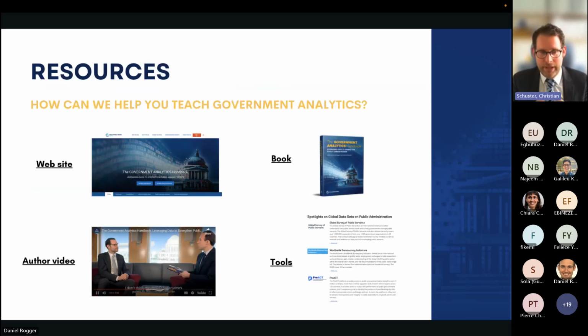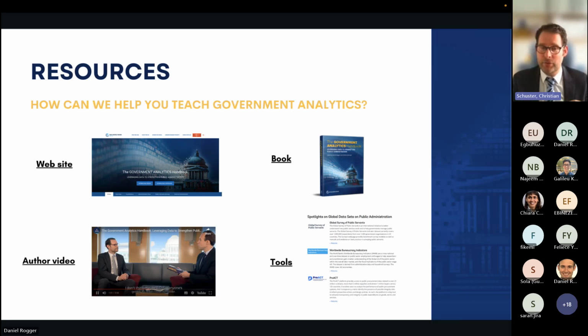And as mentioned earlier, we are so keen to help you be able to implement a course like that in your particular organization, in your School of Public Administration, in your university. And so we're trying to make as many resources as possible available for that. You will probably already have seen that there is a website with a range of documentation about the book. There's, of course, the book itself. There's also an author video, which gives you a brief introduction into government analytics that you can access, and we'll, of course, share these slides with you afterwards. These are all clickable links.